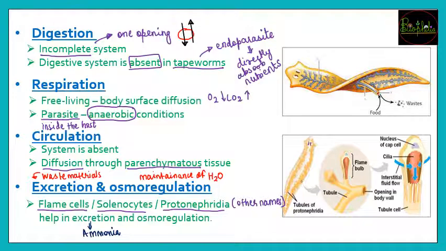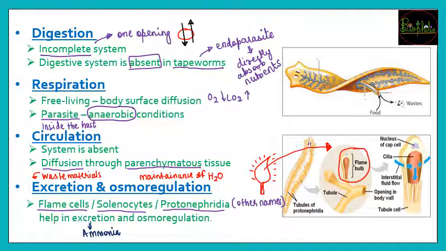Now why is it called a flame cell? If you see in the adjacent diagram and enlarge the flame cell, you would see the shape of a candle flame. So if this is your candle, enlarge the flame, and that flame is going to represent the flame cells. So it has that name because of the shape of the candle flame.